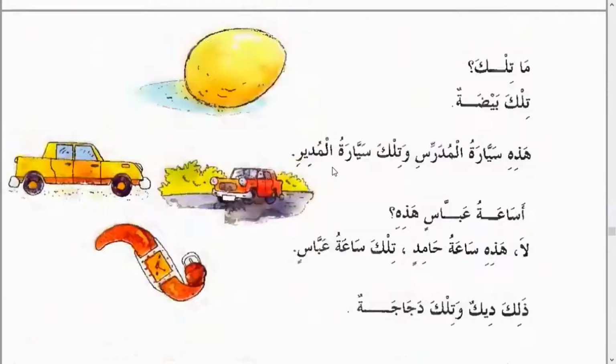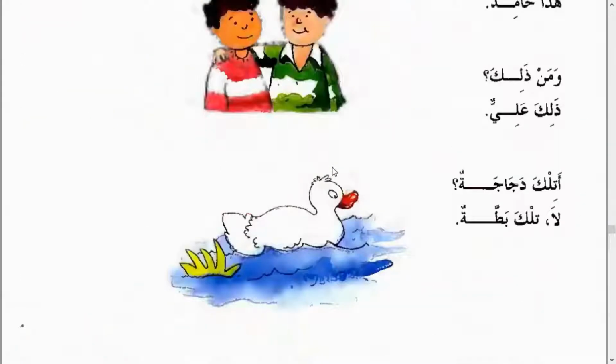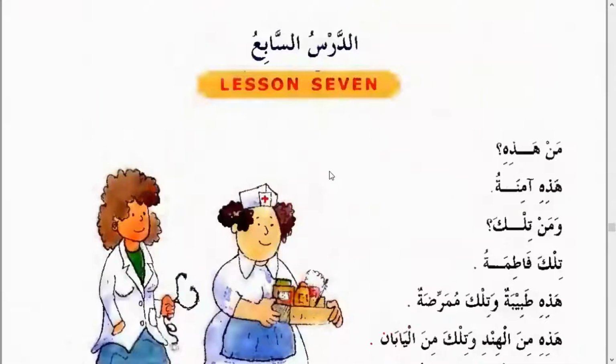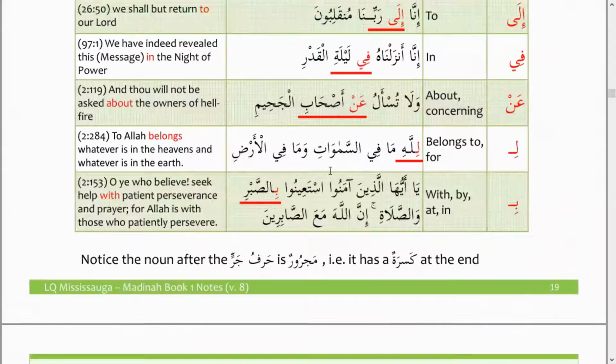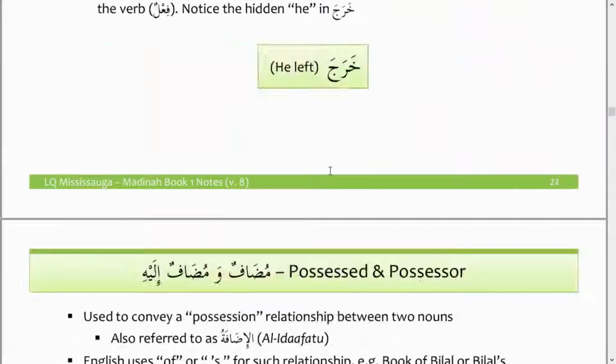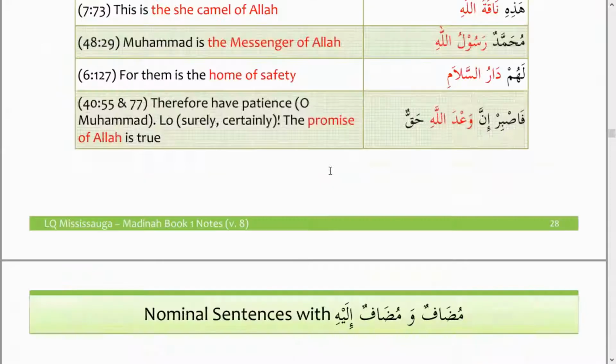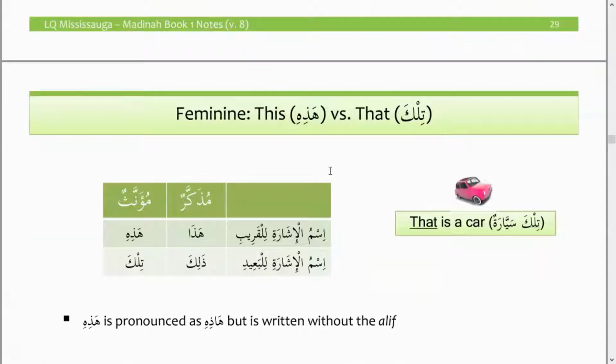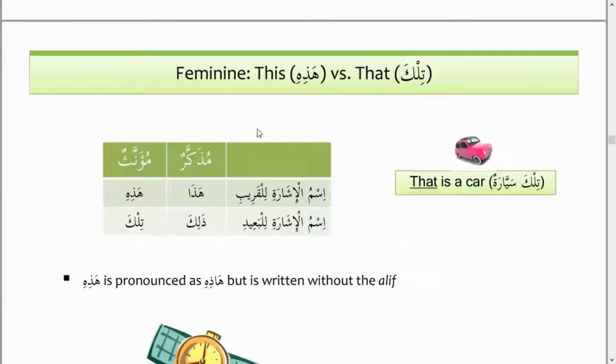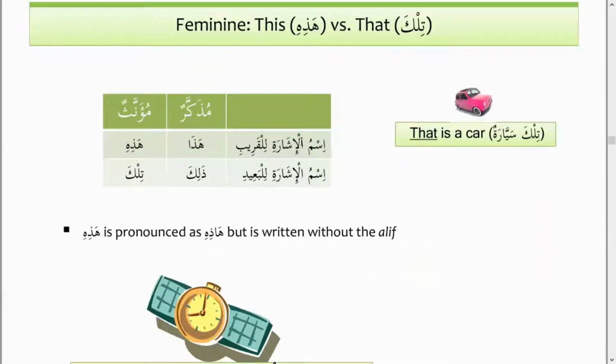Very simple lesson. Like we learned about Hada in the previous lesson. So let's revise it. Yeah, we learned about Hazihi and Tilka. These are called Ismul Ishara lil Qarib, demonstrative pronouns for the close one, and far demonstrative pronouns.